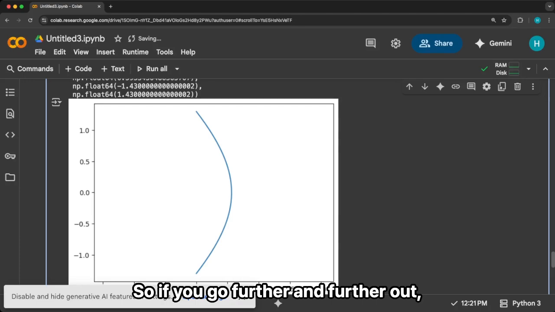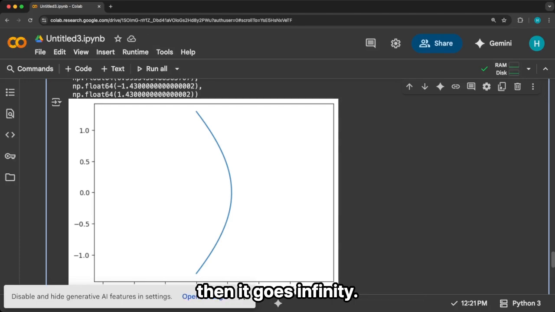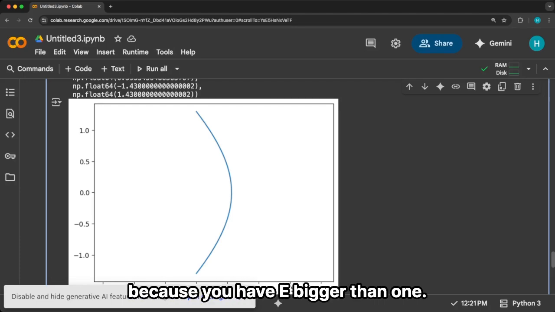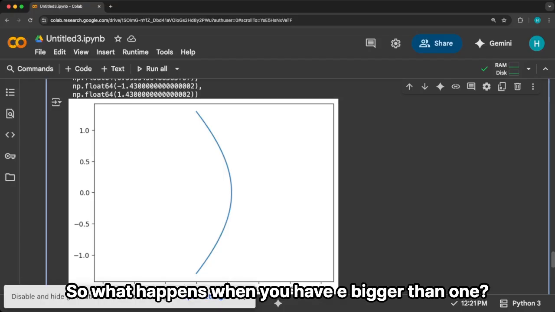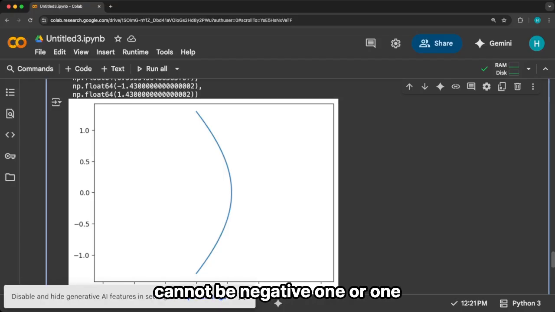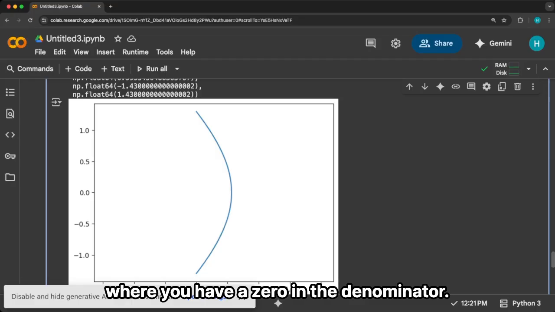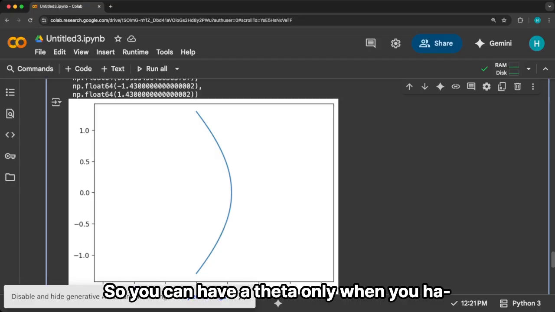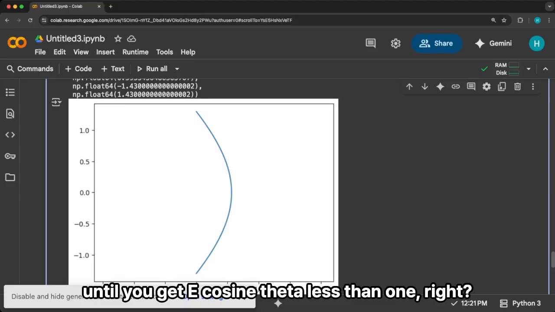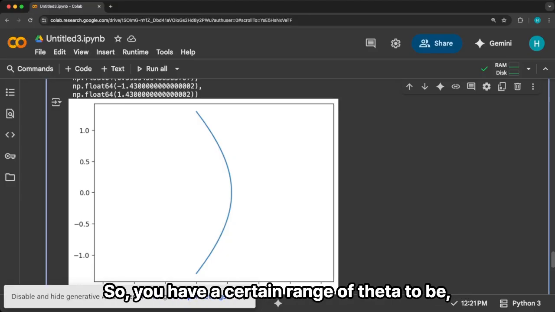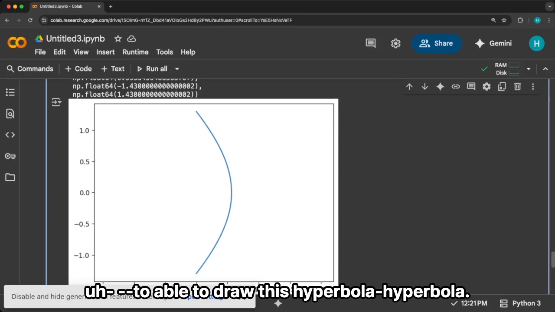If you go further and further out, then it goes to infinity. It's not going to close up because you have E bigger than 1. So what happens when you have E bigger than 1? Your cosine cannot be negative 1, because then the denominator would become negative, and when it gets a negative value, it will pass through 0, so you have a point where you have 0 in the denominator. That's not possible. So you can have theta only until E cosine theta is greater than negative 1. So you have a certain range of theta to be able to draw this hyperbola.